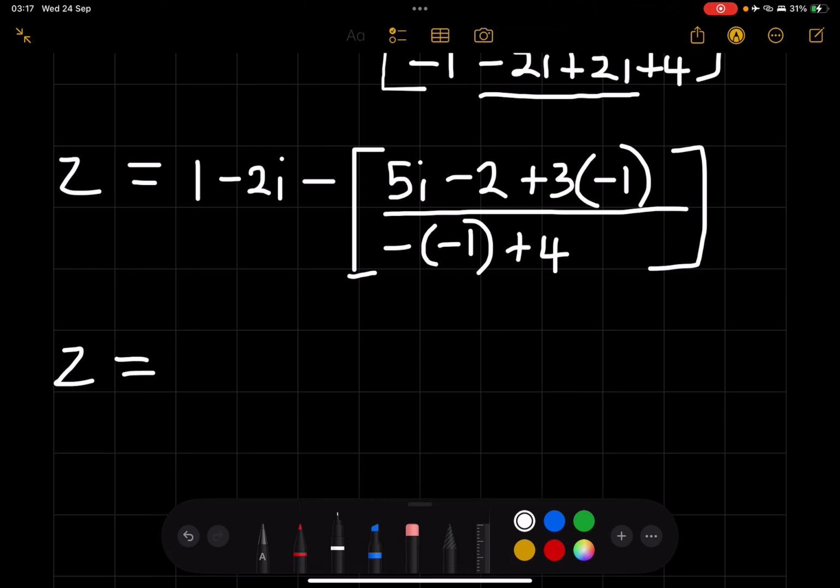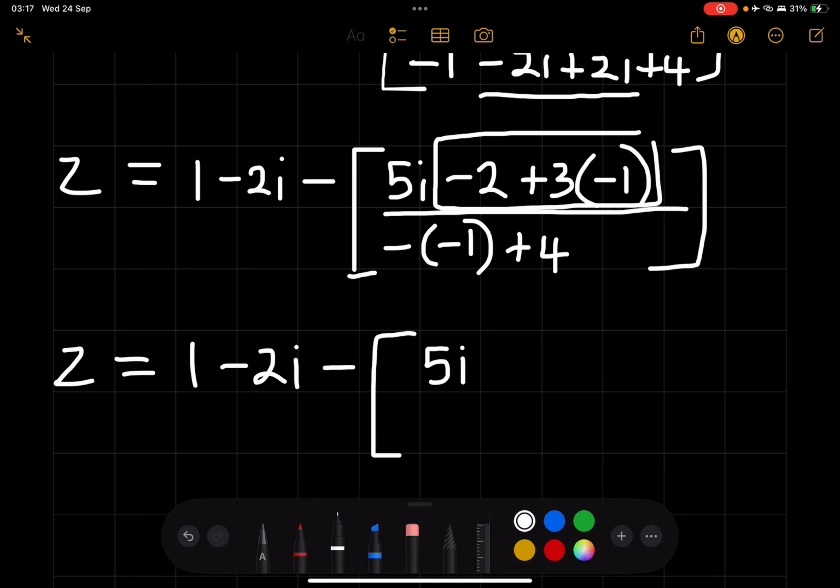We have z equals 1 minus 2i minus, in brackets, we're going to have 5i. If you check this part here, it will give us minus 5, right? Because it's minus 2 minus 3. So that is minus 5. Then if you look at the bottom, we get a positive 5 because it's going to be positive 1 plus 4. So I'm going to divide this by positive 5 and that by positive 5.